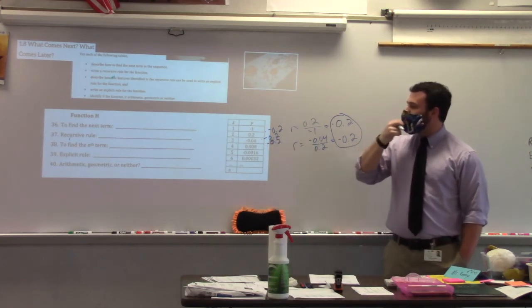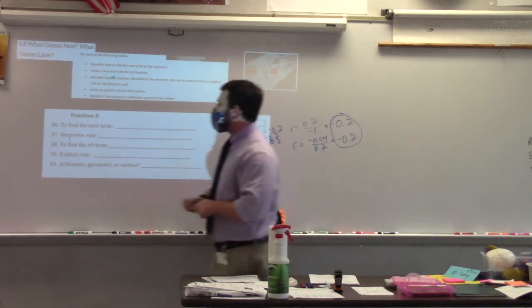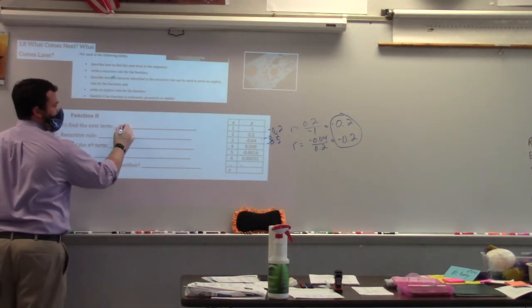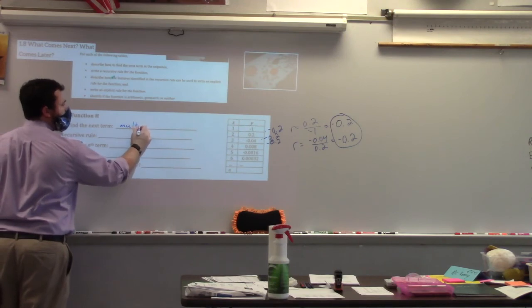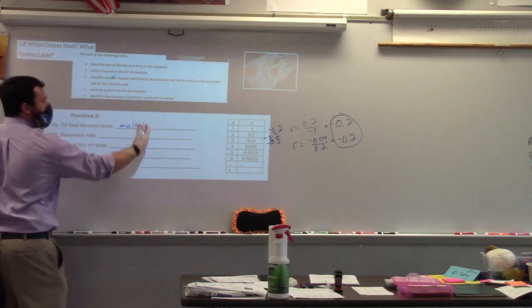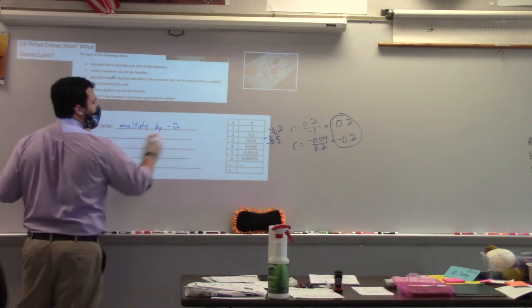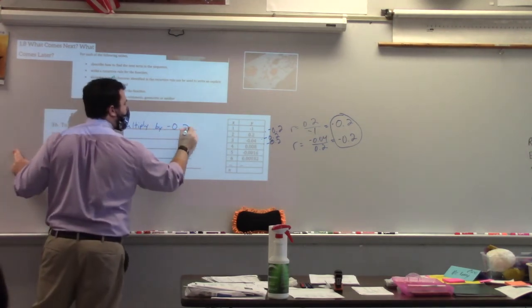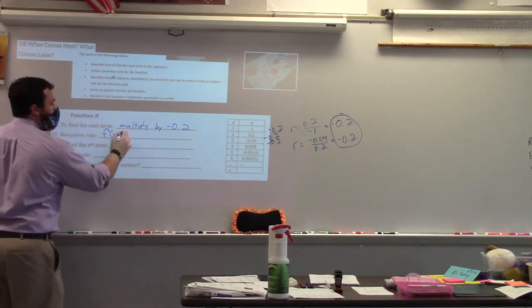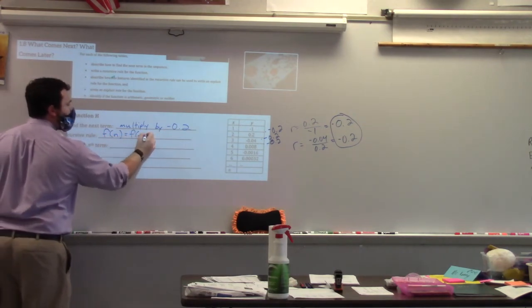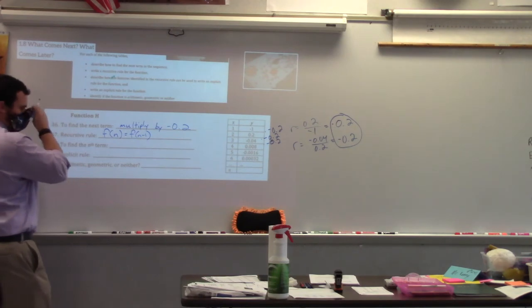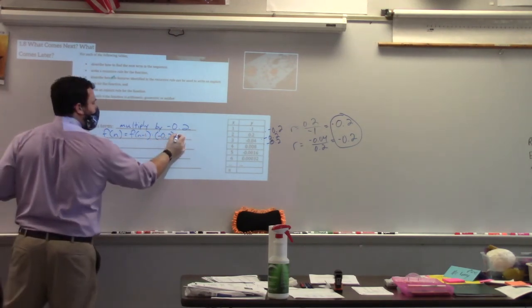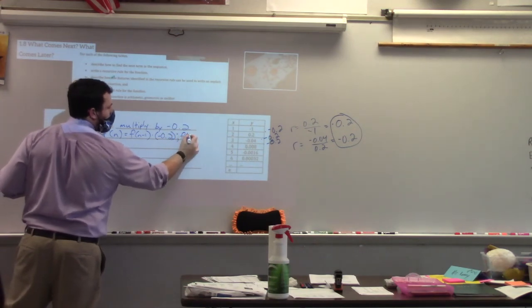These are the things we want to attend to before our assessment tomorrow. So to find the next term, what do we need to do? Negative 0.2. So don't just say times. Multiply by negative 0.2. So recursively, f of n is equal to f of n minus 1 times negative 0.2. But I still need a starting point.